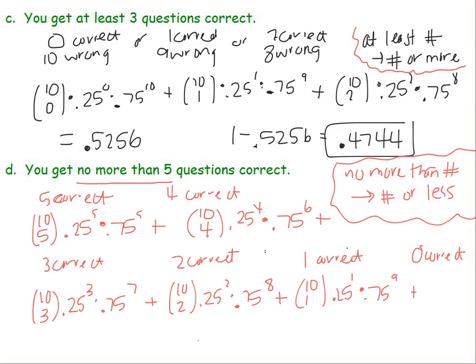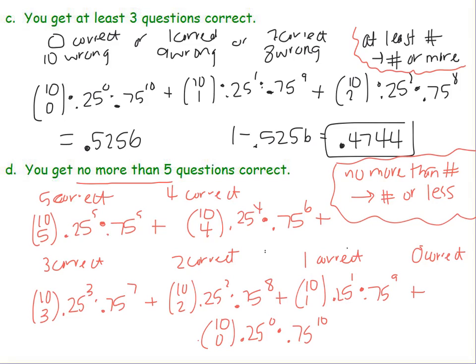And I think I'm going to run out of space, so I'm going to come down here at the bottom. For 0 correct, the 1 changes to 0, and the 9 changes to a 10. So 10 choose 0, 0.25 to the power of 0 times 0.75 to the power of 10.